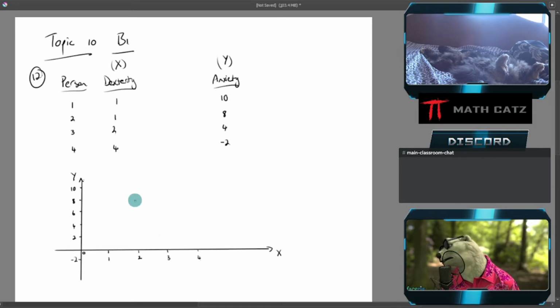So our first data point, dexterity 1, anxiety 10, sits up here. Second data point, 1 and 8, over here. Again, just a rough sketch because we're not doing much with it. We just want to visualize. But of course, in software, this can be done for many more data points. 2 and 4, roughly over there. And 4 and -2, put that over there.